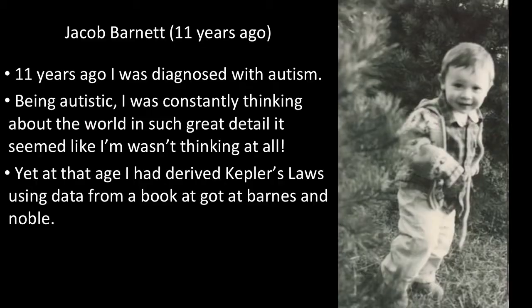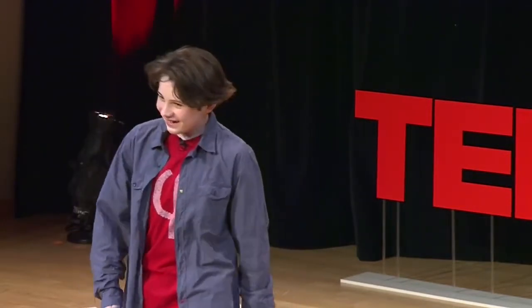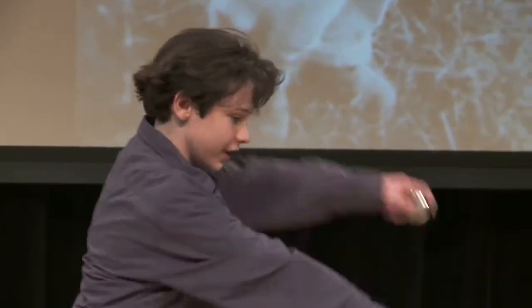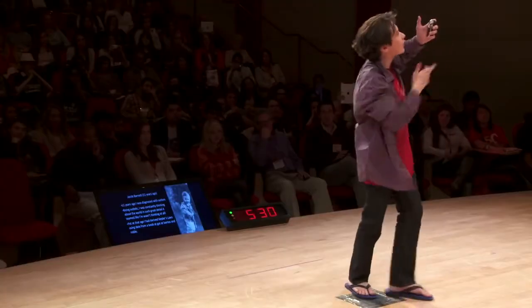So now let me formally introduce myself, because I did not do that at the beginning of the talk. About 11 years ago, I was diagnosed with this thing called autism. What that meant was I was focusing on things in such extreme detail that it seemed like I wasn't thinking at all. Basically, I'd be like, oh, look, here's this reflection of that light, so there's a light up here, but oh, there's my shadow, so there's a light back there, and I look over, and it's over there. Okay.